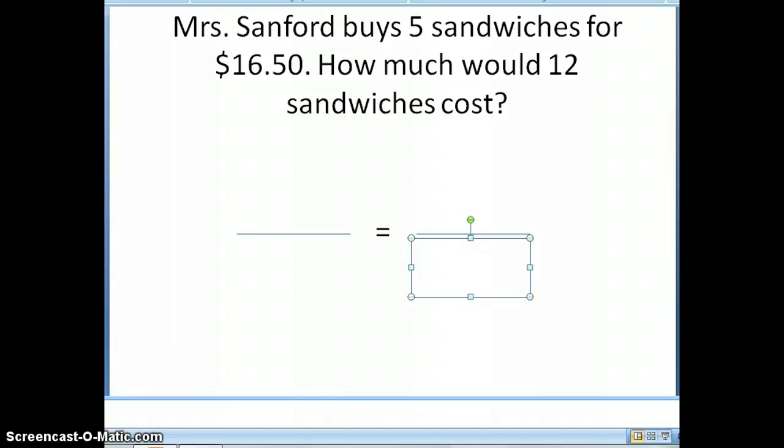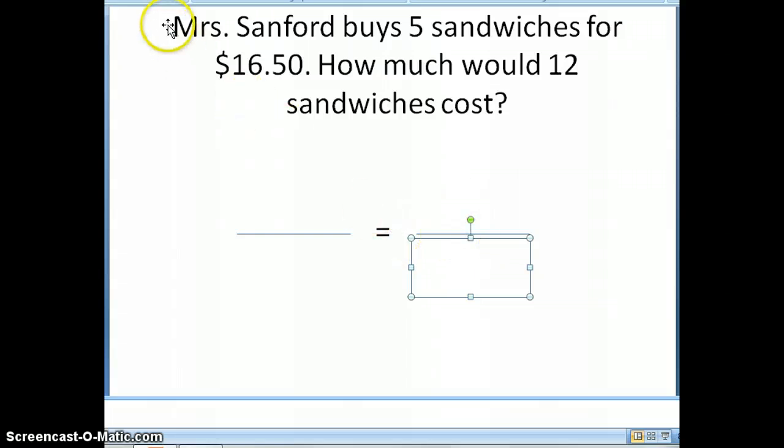My first proportion word problem says, Mrs. Sanford buys 5 sandwiches for $16.50. How much would 12 sandwiches cost? So I know that a proportion is going to be needed to solve this problem, and a proportion is going to be two ratios set equal to each other.